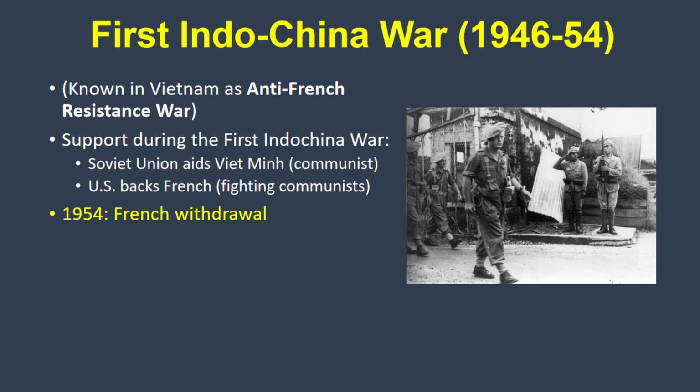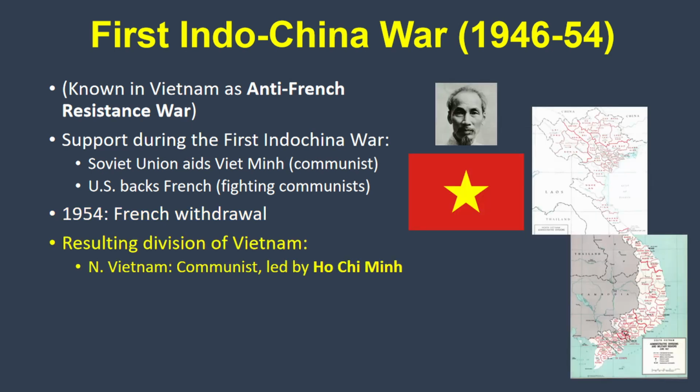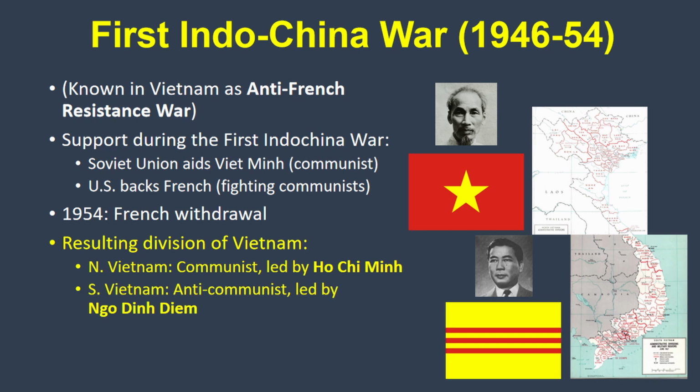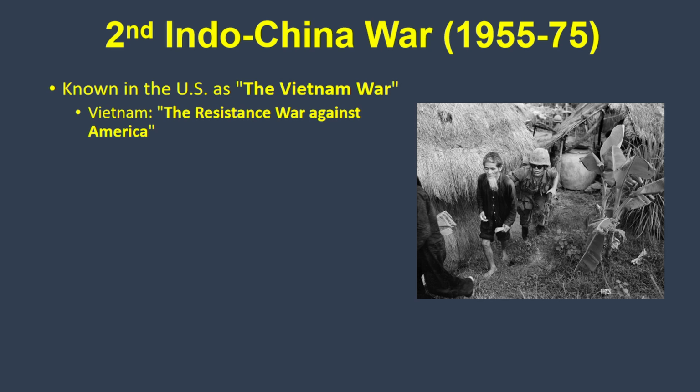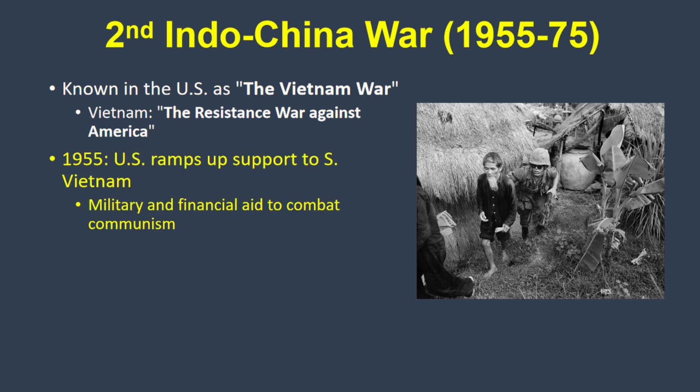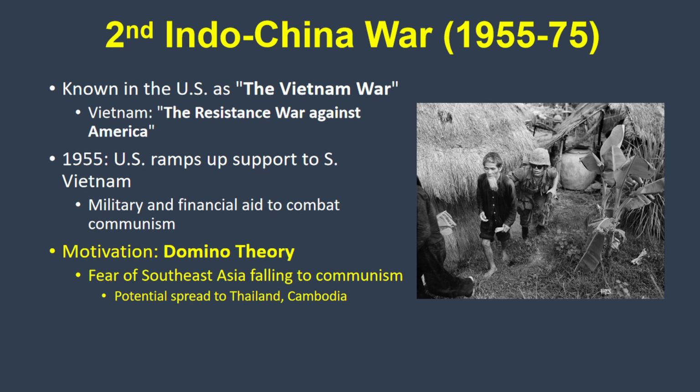The French withdrawal in 1954 resulted in Vietnam's division into communist North Vietnam under Ho Chi Minh and South Vietnam under anti-communist leader Ngo Dinh Diem. The more famous war was the Second Indochina War, or as the Americans call it, the Vietnam War. The Vietnamese call it the Resistance War against America. Beginning in 1955, the US began steadily increasing the amount of military and financial support to the anti-communist South Vietnamese government to help fight against communist insurgents, as well as communist North Vietnam. This was due to the domino theory, an extension of the containment policy which stated that if South Vietnam fell to communism, it would cause a domino effect of other communist takeovers in Southeast Asia, such as Thailand and Cambodia.